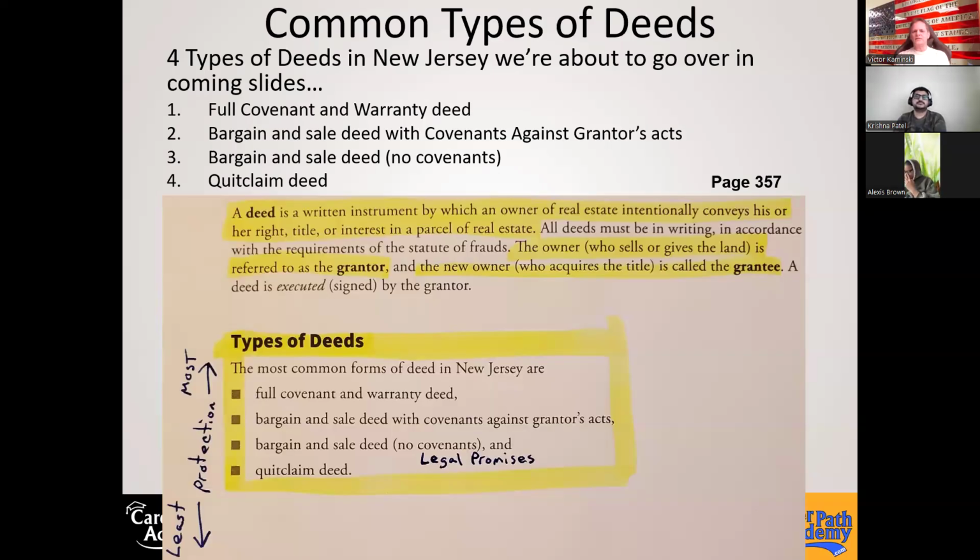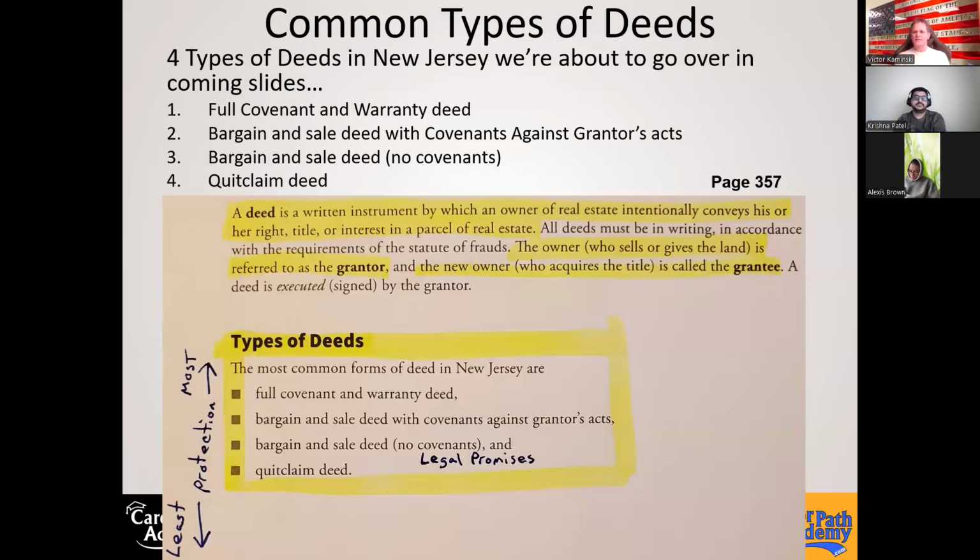So a deed is that document. It's that written instrument where an owner intentionally conveys their right, title, or interest in a parcel of real estate. Deeds do have to be in writing in accordance with the statute of frauds that requires them to be. And the owner who sells or gives the land is the grantor, and the one who acquires that property, the buyer or the receiver, is the grantee. So the deeds that offer the most protection to the buyer to the ones that offer the least are in that order that I just read.